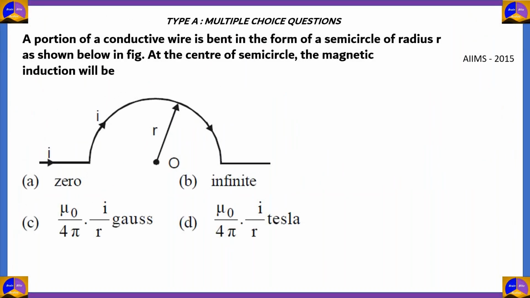Let's look at this question. A portion of a conductive wire is bent in the form of a semicircle of radius r as shown below. At the center of the semicircle, the magnetic induction will be.